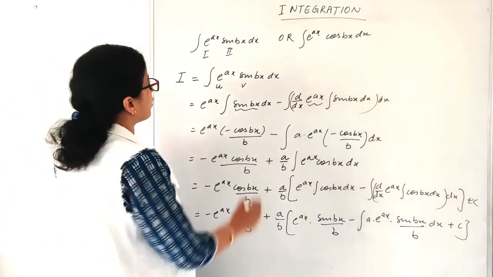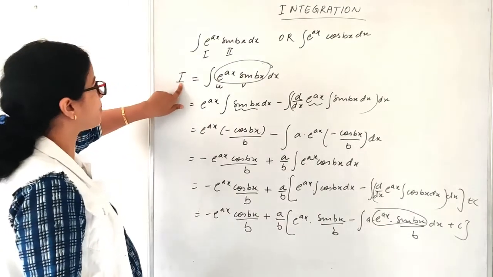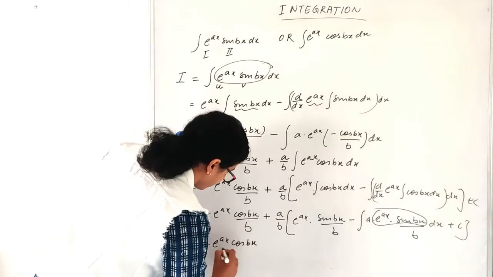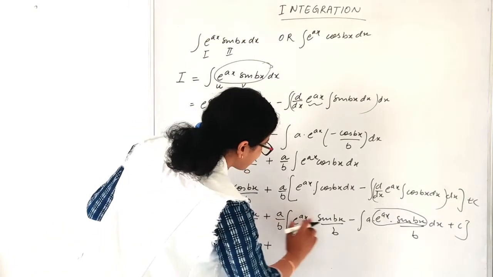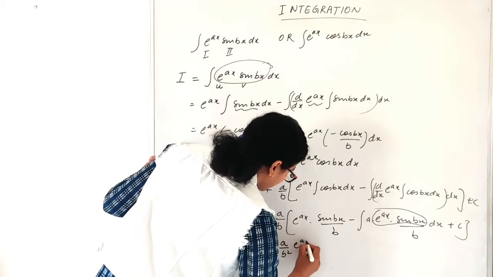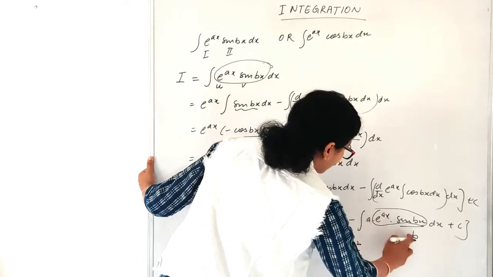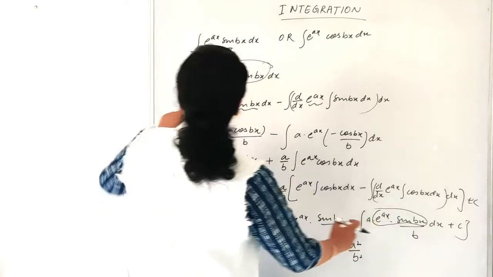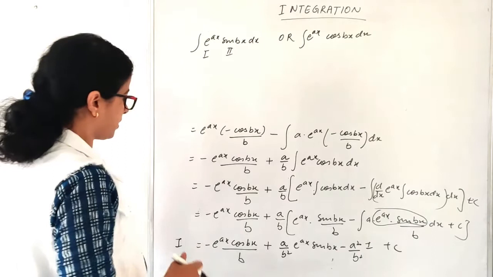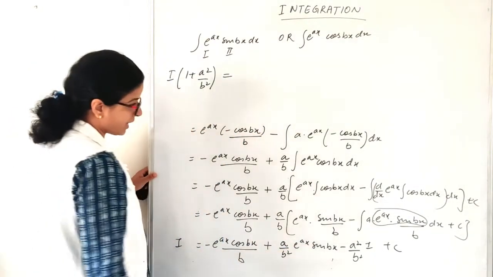Now, if we observe this part and this part, it is same, right? So I can replace this part as I, okay? So I am taking a by b inside. So what I am left with, a upon b square e^(ax) sin bx minus a square upon b square I, right? Because from here also it will come, and this becomes my integrand e^(ax) sin bx. Now I will bring I together. So now bring I to the left hand side, and from these two I can take out e^(ax) upon b square common.